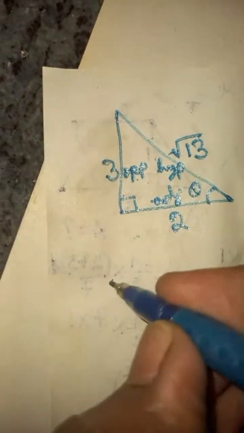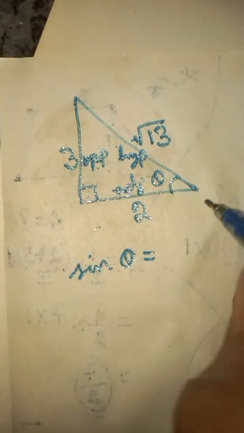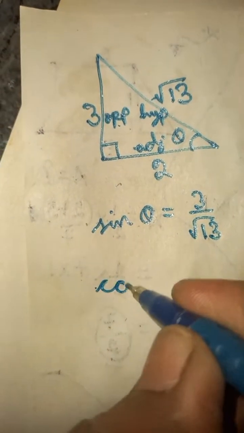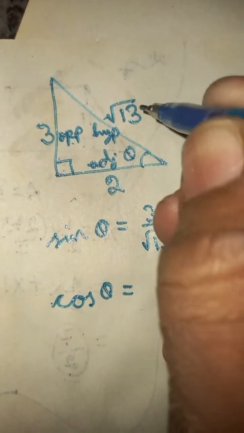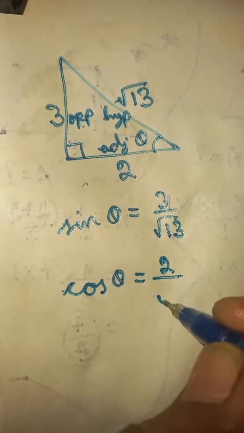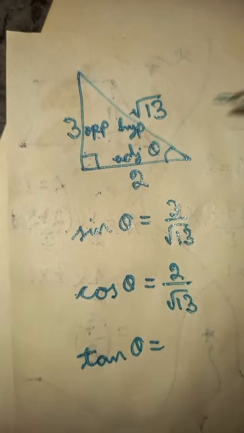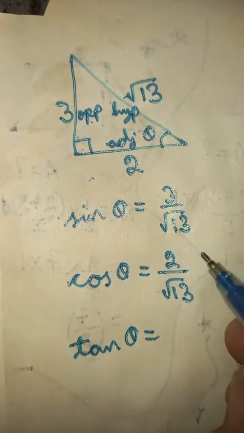Now you can start writing the ratios. Sine of theta means opposite by hypotenuse, so it becomes 3 by root 13. Cos of theta means adjacent by hypotenuse, so it is 2 by root 13. Now tan of theta means you are going to get opposite by adjacent, so it is 3 by 2.